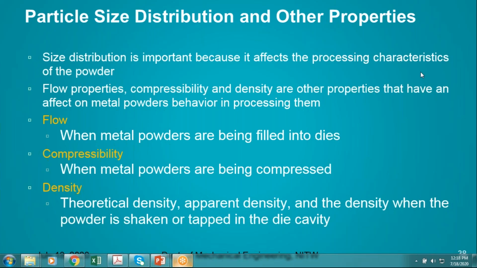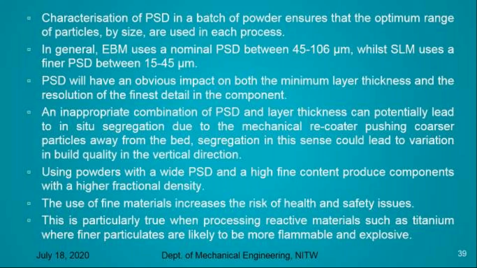The flow means when the metal powder is being filled into a die. Directly when it is flowing through the orifice, that is going to define the flowability. Compressibility means when the metal powder is being compressed, it is defined by the compressibility. Density means the theoretical density or maybe the apparent density, or it may be the density when the powder is shaken or tapped into the die cavity. That is going to give the density of the powder particles. And these characteristics can be analyzed with the help of the powder particle distribution.